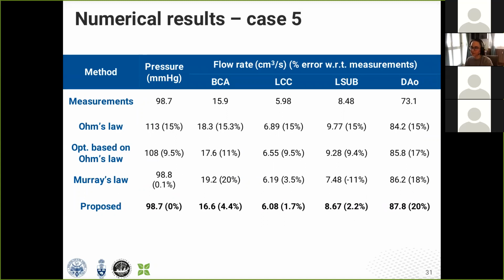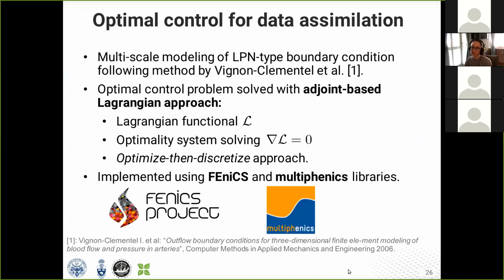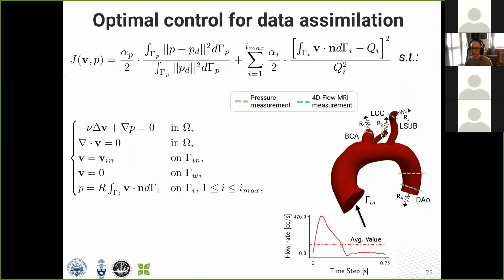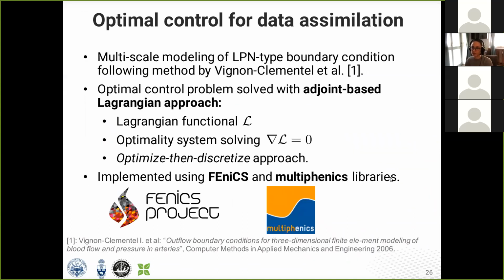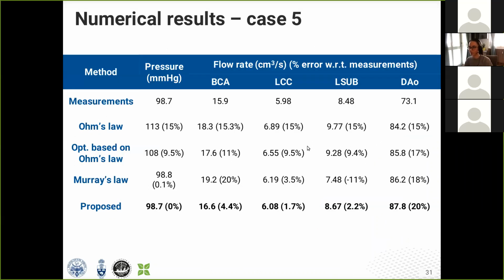Yeah, they are the names of the outlets you see here. Actually, there was a figure before. So BCA, LCC, they are the names of the outlets. So it's where we measured the flow rate in our patients. And so the data we assimilate, and then we are seeing how optimal control is able to mimic them. And so we computed the distance between the results obtained with the optimal control or with the other techniques with respect to the actual measurements.